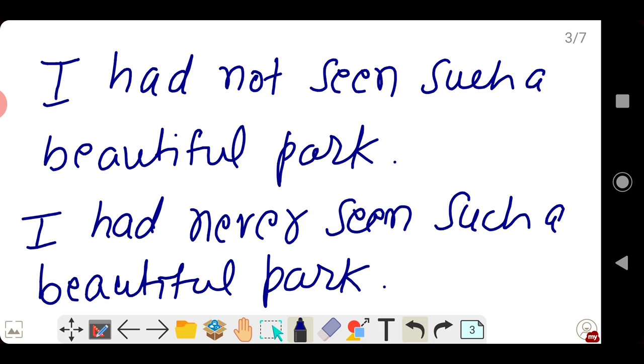You can also make it in this way: I had not seen such a beautiful park. I had never seen such a beautiful park. Instead of saying not, many people say I had never seen. Whatever you write, you also speak, friends. That is the key. If you write anything, just speak, because the speaking part is very, very important.